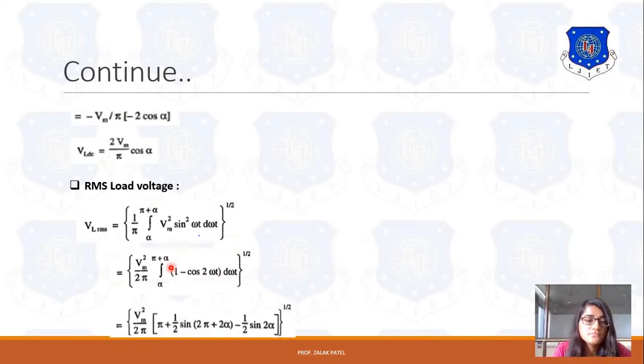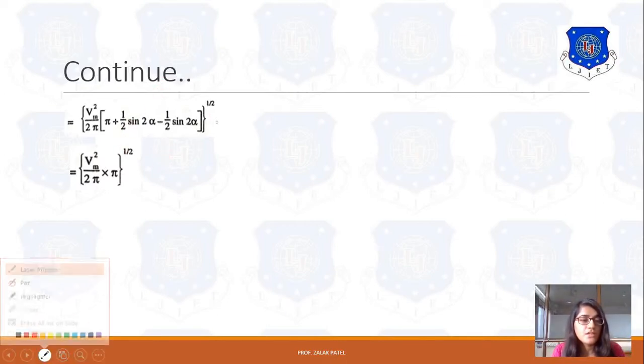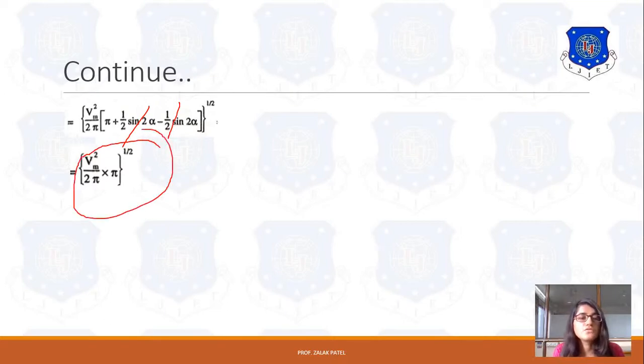So it is Vm square upon 2 pi as it is, and pi plus alpha minus alpha, so only pi will remain. Then 1 upon 2 sin of 2 pi plus 2 alpha minus 1 by 2 sin 2 alpha. If we simplify this whole term, this is the last equation that we got. If we simplify it, this half sin 2 alpha and half sin 2 alpha will be cancelled out. So the remaining term is Vm square upon 2 pi times pi, raised to 1 by 2.